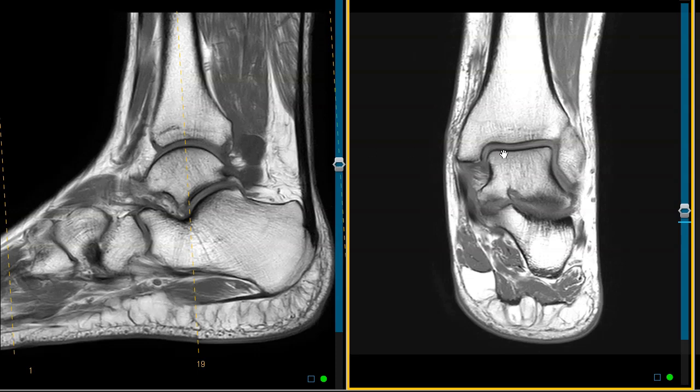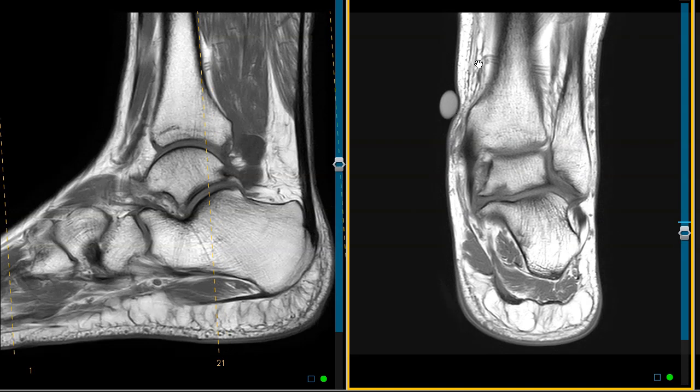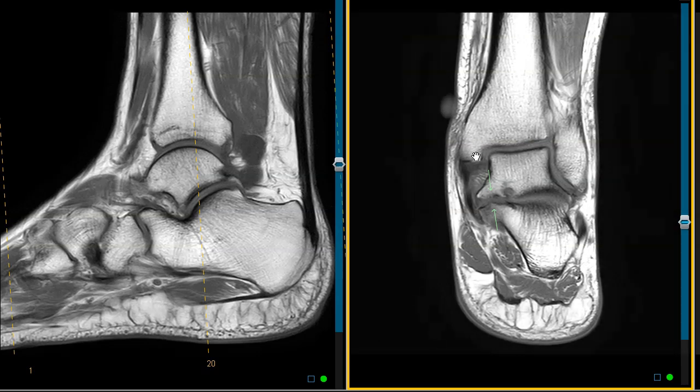And we see no osteochondral defect, no OCD of the talar dome. That looks good. There's a marker above here, and there's some edema in the soft tissues here where the skin marker is. But the main finding is down below, distal to that marker.